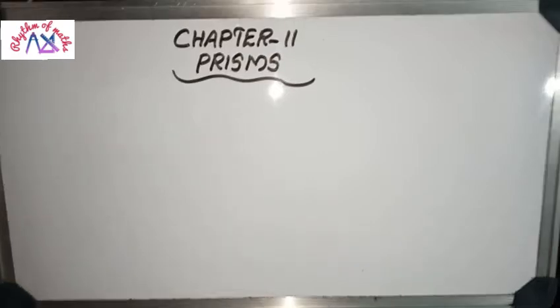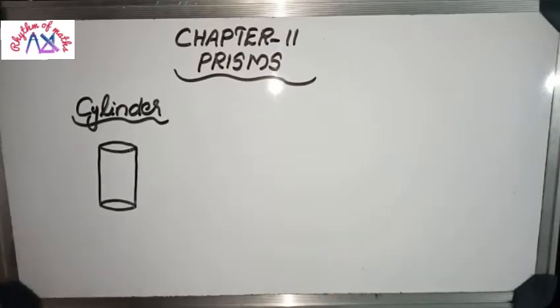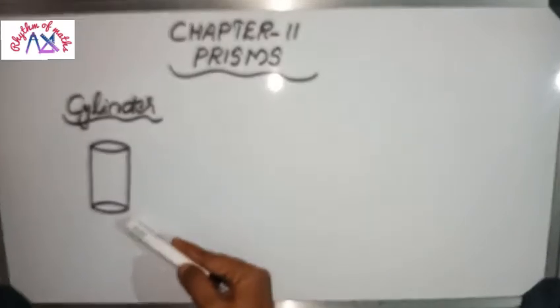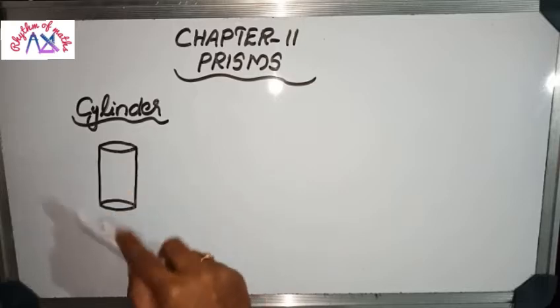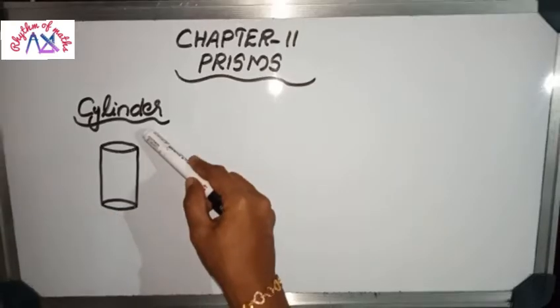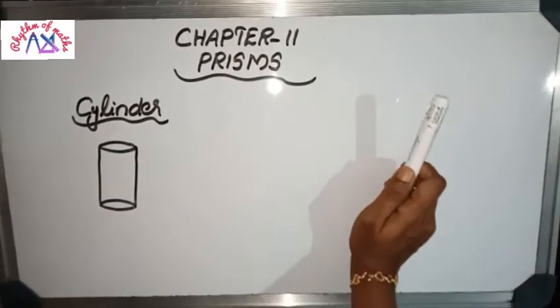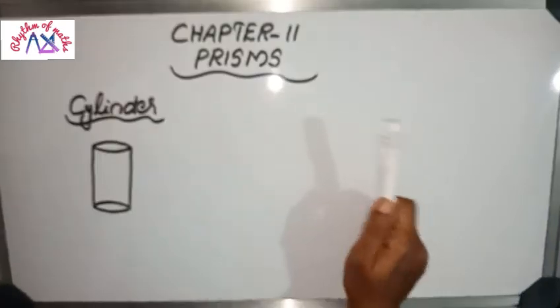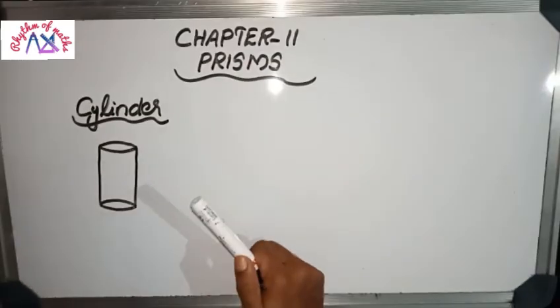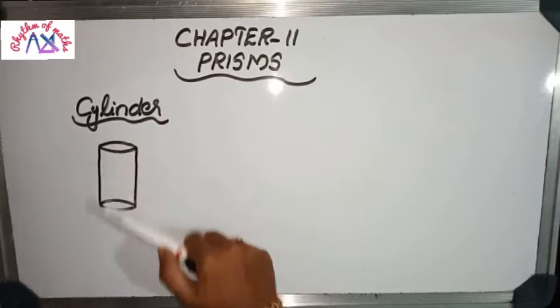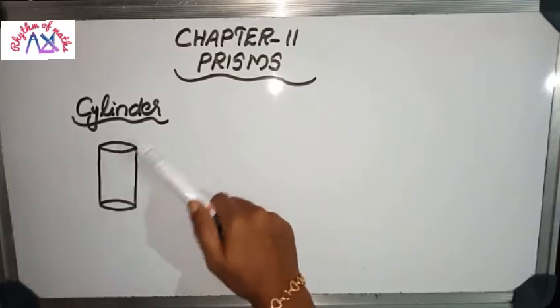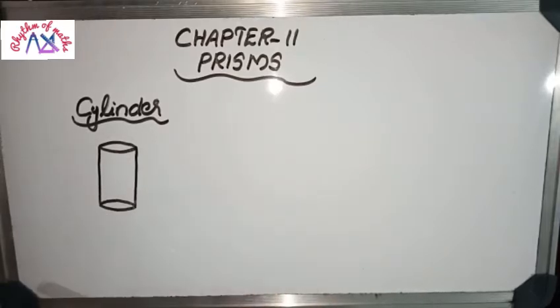Next subheading is cylinder. Cylinder means it's also a prism with upper and lower base having the base as a circle. The upper portion is a circle and the lower portion is also a circle. That shape is known as cylinder. It is also a prism. Identical shapes, both must be the same circles. That is the shape of a cylinder.